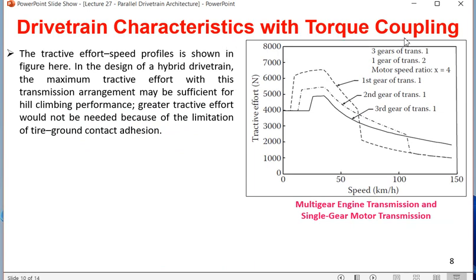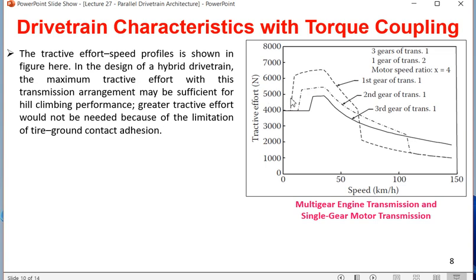What is the drivetrain characteristic with torque coupling? So if it's a 3-gear system, you are finding that the initial torque is quite less. Don't get confused or scared looking at this diagram. All these diagrams we have actually seen previously in case of electric vehicles. If it's a 1-gear transmission, you are finding the initial torque is very high, around 6.5 to 7 kilonewton. So this is the first gear system, initial torque is very high. In the second gear system, that means the 2-gear system, initial torque is between 5000 to 6000. If it is a 3-gear system, initial torque reduces.